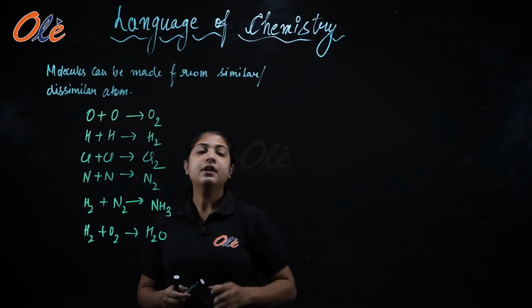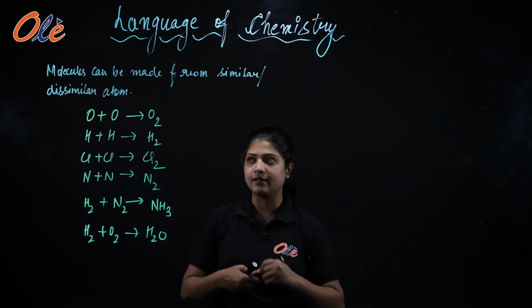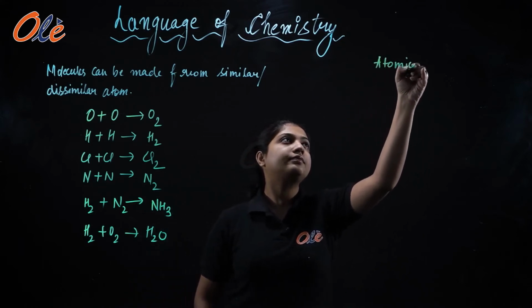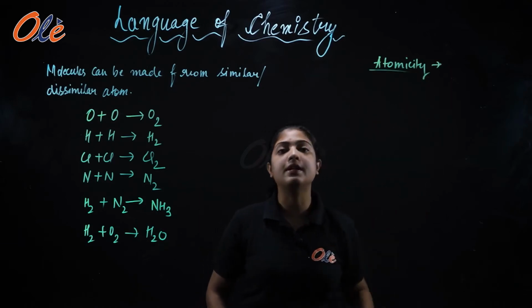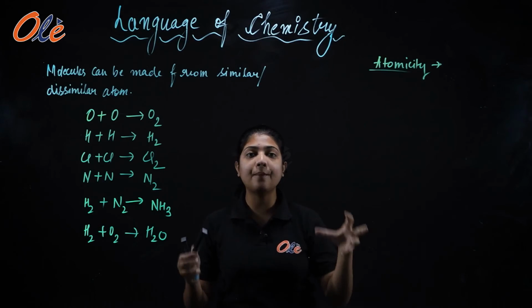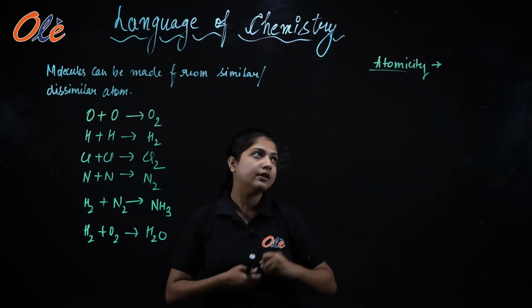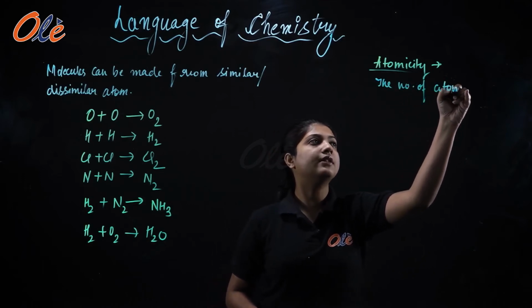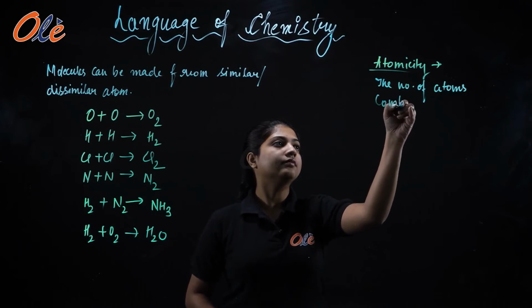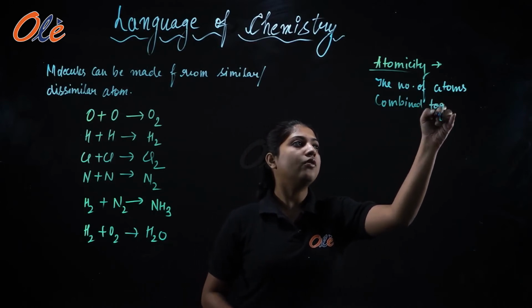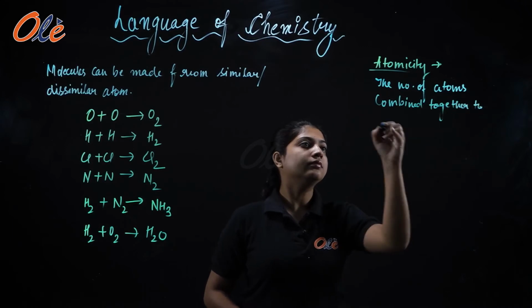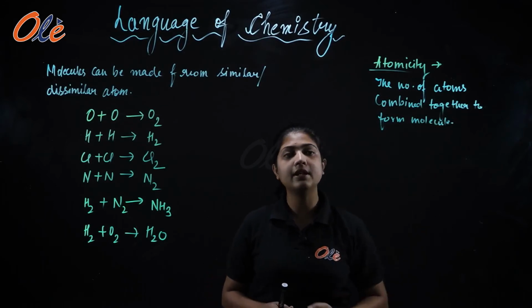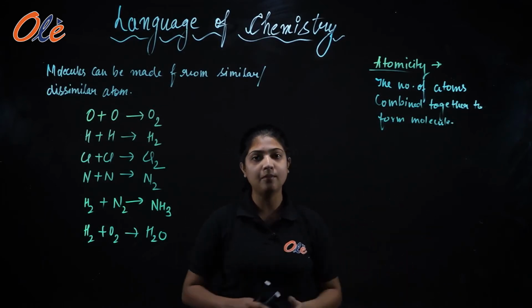Now, there is one term that is atomicity. There is a term that is known as atomicity. What is atomicity? The number of atoms combined together to form a molecule. This is the definition of atomicity: the number of atoms combined together to form molecules.